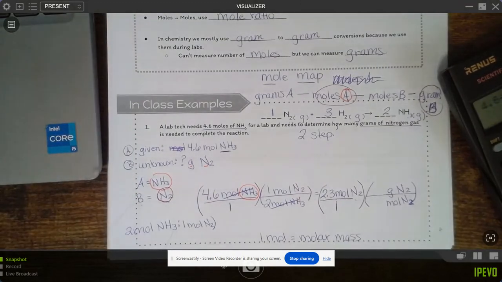Okay, so if you have a periodic table, why do I never have a periodic table at home?